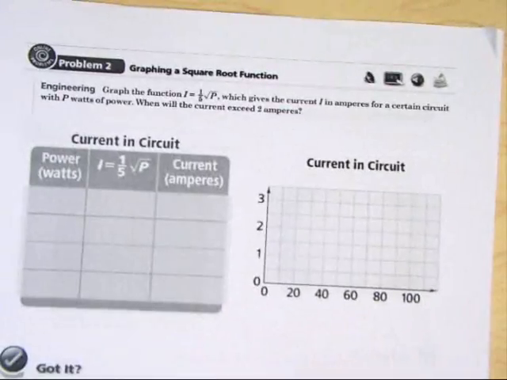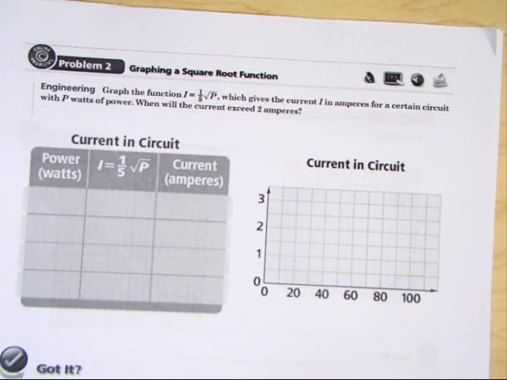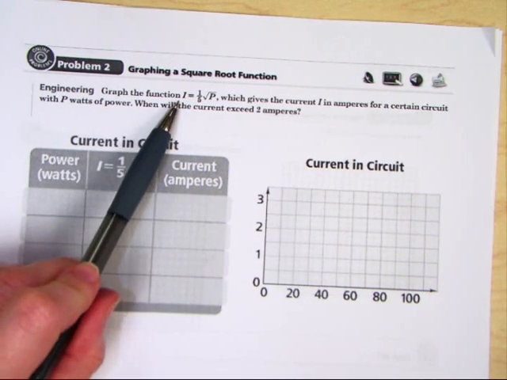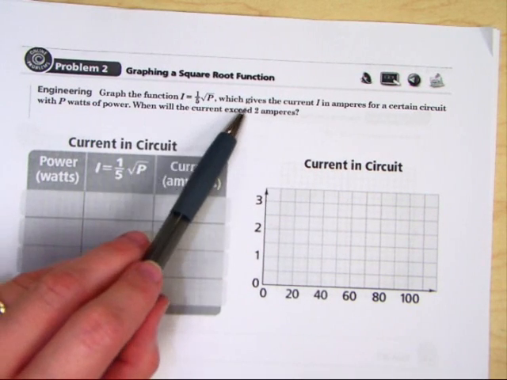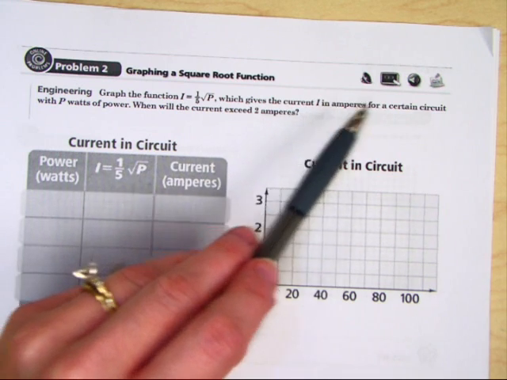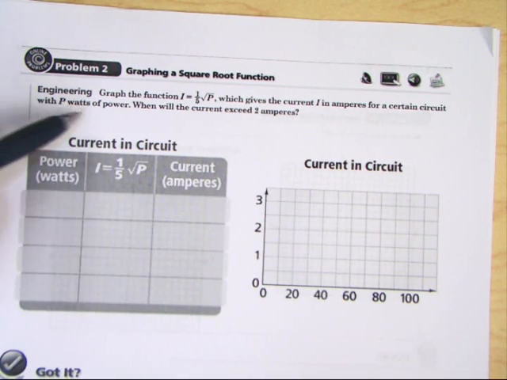Problem 2. We finally get to graph some of these. Graph the function I equals 1/5 of the square root of P, which gives the current I in amperes of a certain circuit with P watts of power. When will the current exceed 2?